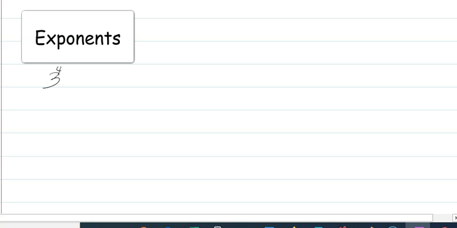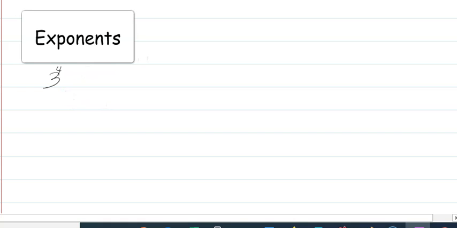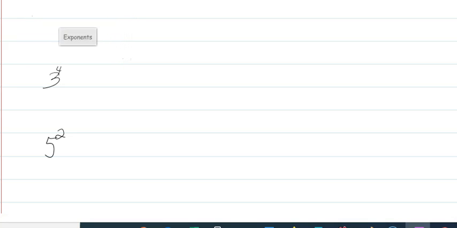So let's remember what each of these numbers represent. The 4 is what we call an exponent, and the 3 is the base. That little 4 is an exponent, and the big 3 is a base. Another problem we might have would be 5 to the 2nd power, with an exponent of 2. The 2 is the exponent, and the 5 is the base.